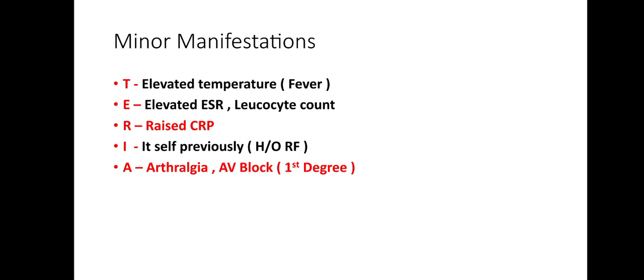Arthralgia is a condition where there is no inflammation, but there are painful joints. And the other A represents AV block, which is first degree, not second degree or third degree. The first degree AV blocks are considered as minor manifestations of the Jones criteria.